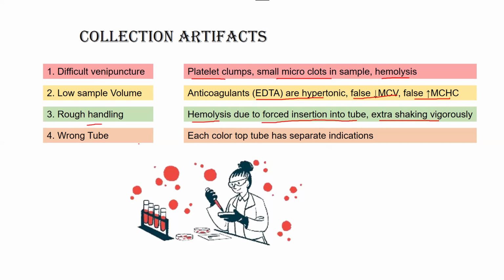Then you have used the wrong tube. Each color top tube has separate indications that we have discussed in the previous video. But say you are using a purple top tube for calcium analysis, but you know that calcium is going to be chelated by EDTA, and you are going to have false results. So you should know what tube you are using.